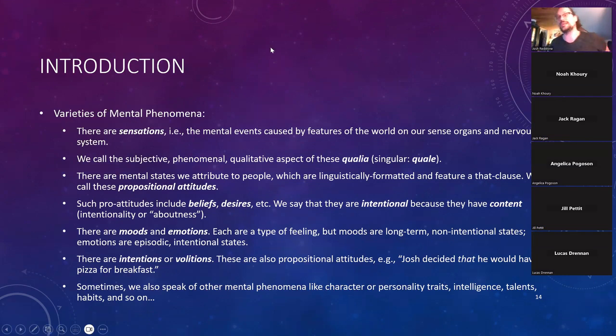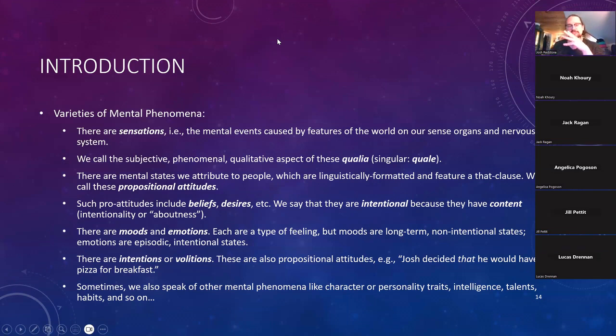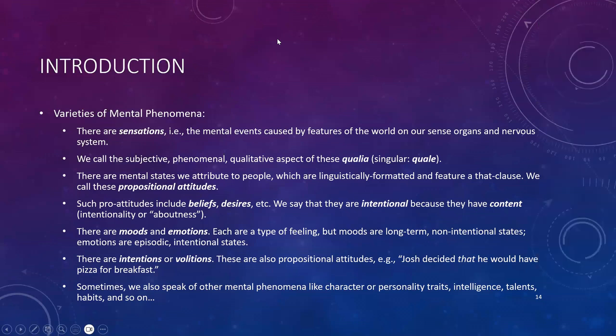Let's talk about varieties of mental phenomena, just to get some terminology out of our way. This is not an exhaustive list, but these are all kinds of mental phenomena that we can have. We can have sensations, right? These are mental events that are caused by how the features of the world impact our sense organs and our nervous system.